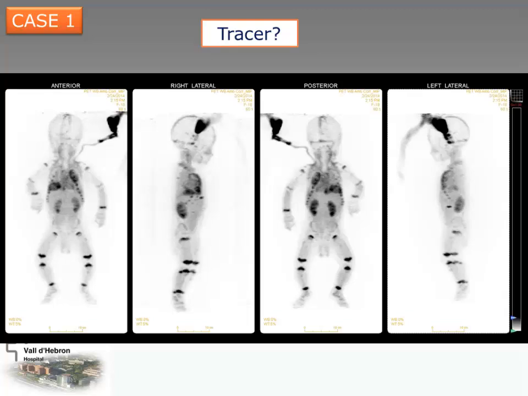Yeah? What about the chest? He has the stomach on the right? Okay. It seems that we have 2 big areas of abnormal uptake on both sides of the thorax. Yes? What do you need now? The late images?